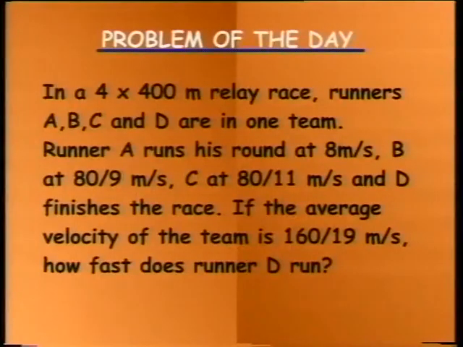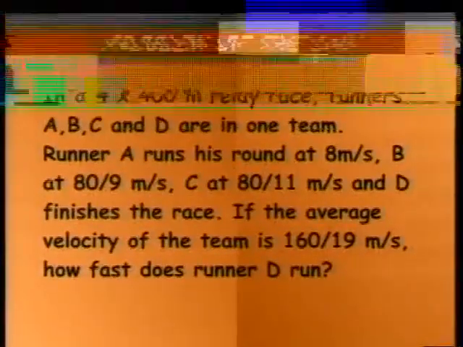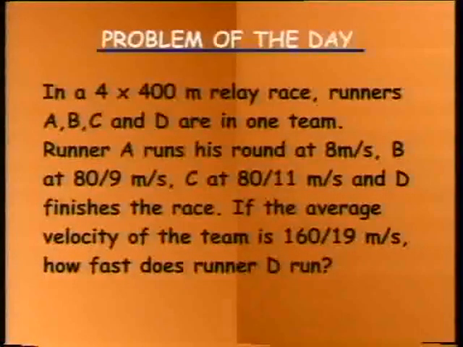In a 4x400 meter relay race, runners A, B, C, and D are in one team. Runner A runs his round at 8 meters per second, B at 80/9 meters per second, C at 80/11 meters per second, and D finishes the race. If the average velocity of the team is 160/19 meters per second, how fast does D run? And that, viewers, is the problem of the day, and it is worth 10 points.